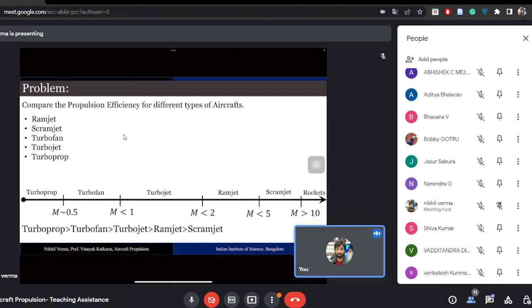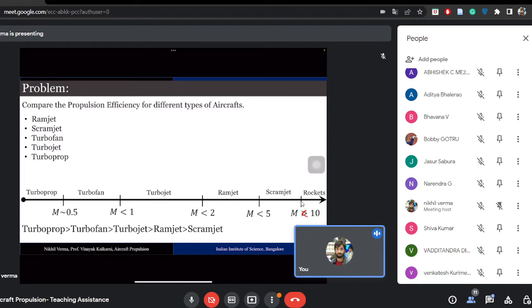And you have another type of engines that are known as ramjet engines. Ramjet are different from a turbojet. I will explain this after this. Then followed by the scramjet engines, which travel less than Mach 10. And then we have rockets, which propel at a higher velocity, more than Mach 10.